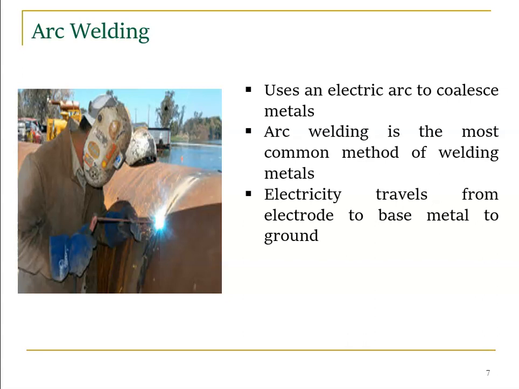But in arc welding, it is similar to electricity. Electrons flow. If we close the loop, at that time the arc will be generated. That arc is used to raise the heat. That heat is used to join these two metals. So it uses an electric arc to coalesce metal. Arc welding is the most common method of welding metals. Electricity travels from the electrode to the base metal to the ground. This is a very similar principle.